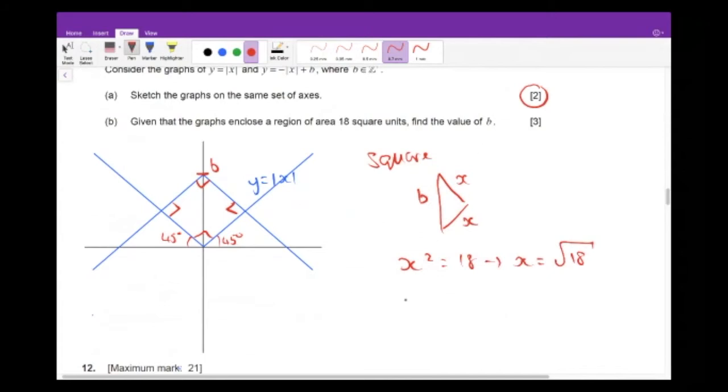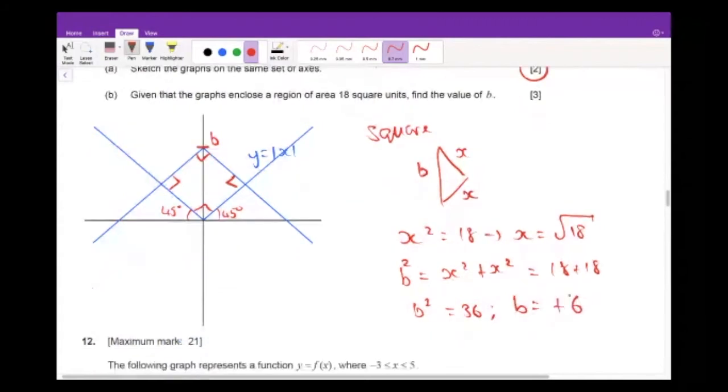But then for b, b squared is equal to x squared plus x squared, which is equal to 18 plus 18. So b squared equals 36. B is equal to, and we know it's positive from the question, so b is equal to plus 6.